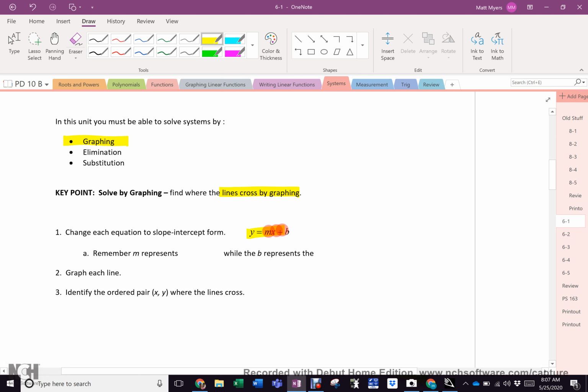All you do is these 3 things in a row. So step 1, get it into slope-intercept form. So this means we use algebra to isolate y. Once y is isolated, we have this, and we can put it on a graph. Remember, m is the slope, and b is the y-intercept. Then you graph them, and then all you do is find where they cross. That's it. 3 steps for each line. Well, actually, 2 steps for each line, and the 3rd step covers both of them.